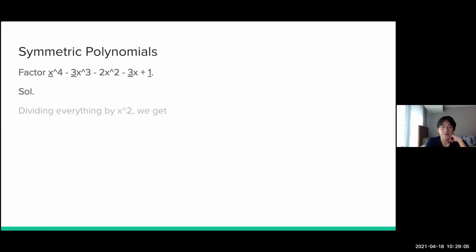So if we divide everything by x squared, just to emphasize that symmetry, we find x squared minus 3x minus 2 minus 3 over x plus 1 over x squared. Now, this is a pretty symmetry because we have x squared and 1 over x squared, and then we have x and 1 over x. We can capitalize on that symmetry by linking these together, right? We can put these together as x squared plus 1 over x squared. We can put these together as x plus 1 over x.